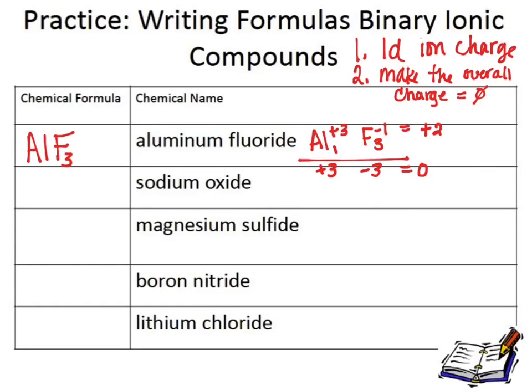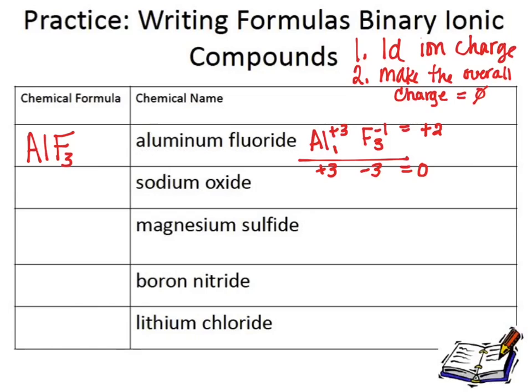You don't have to do that if you can do it in your head and know what's going on. If I know that I have a charge of +3 and a charge of -1, I know that I need 3 F's to offset that positive 3.